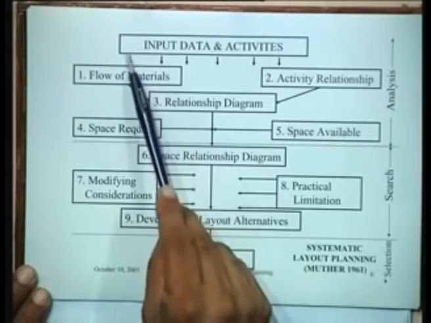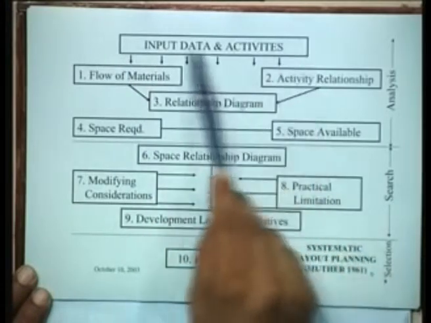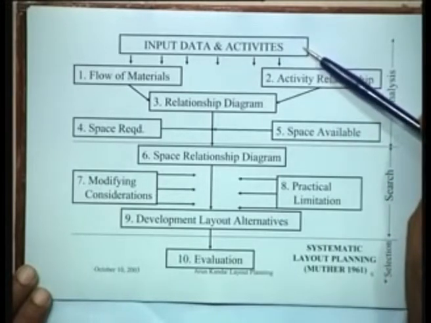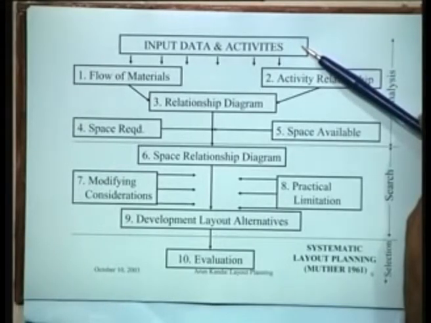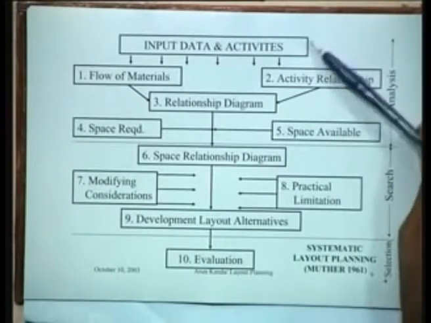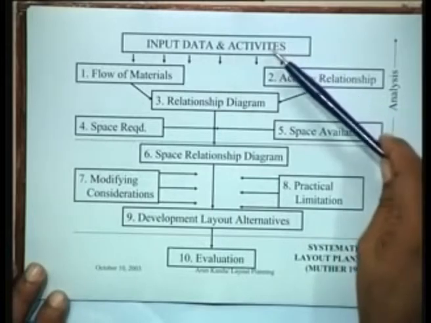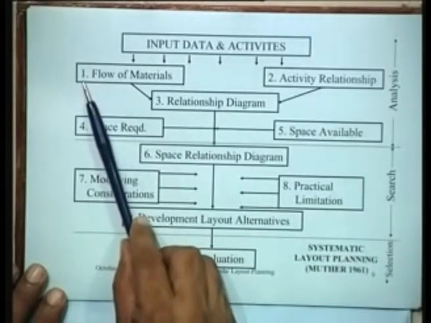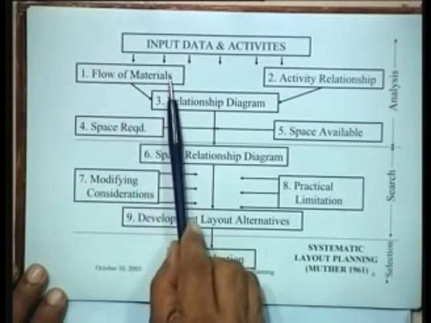For instance, the first thing that is required is to input data and activities. Now what is the kind of data or activities that you have to input for this particular problem? There are three kinds of data that you need to input: the product data, the process data, and the schedule data. We talked about this. So the input to the process of planning a process layout is essentially inputting this kind of data about the product, the process, and the schedule. And from this input data, the first step that is done is to identify the flow of materials.